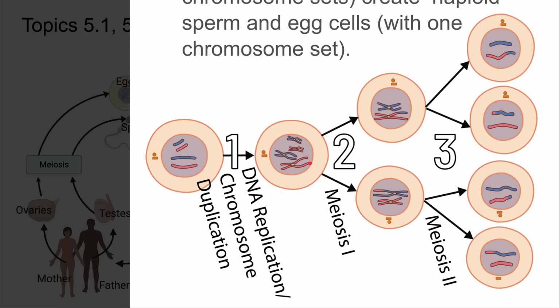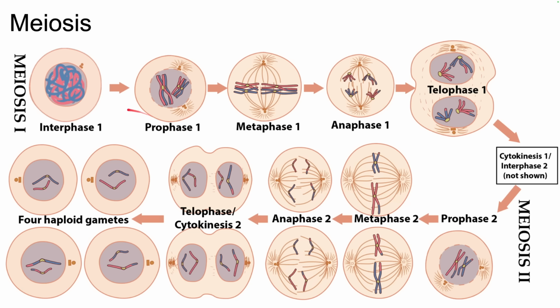In meiosis 1, homologous pairs, these pairs that are inherited from the mother and the father, the matched chromosomes, wind up being separated, and in meiosis 2, the sister chromatids are pulled apart. Meiosis, just to put that in context, involves the same phases as mitosis, but they're double.